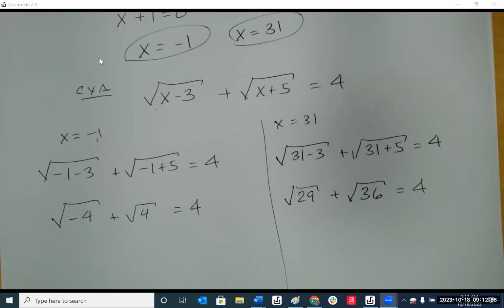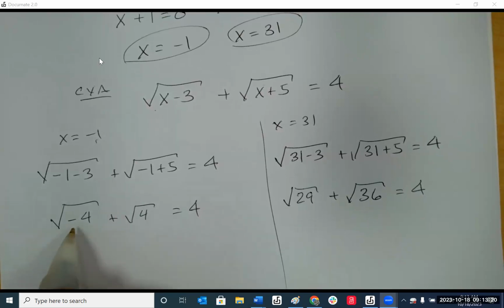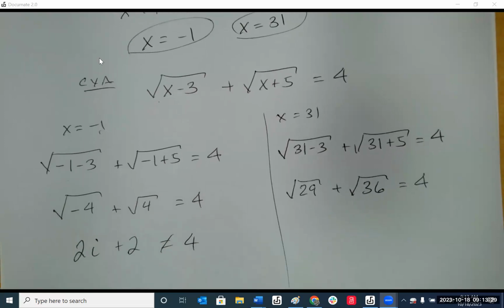So what's your conclusion? Neither of them work. Because here we have a negative inside the square root. Here we have an imaginary number. That does not equal 4.